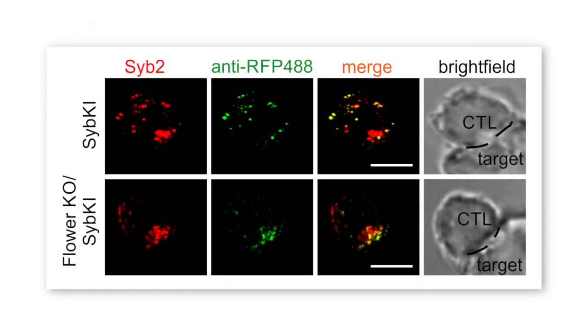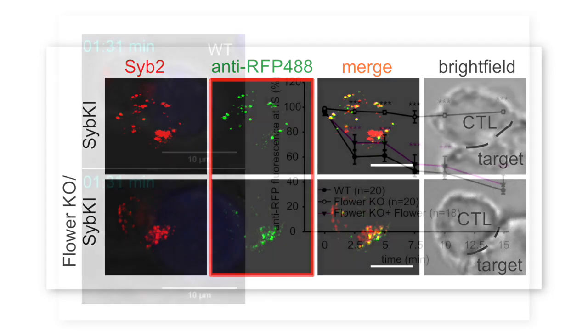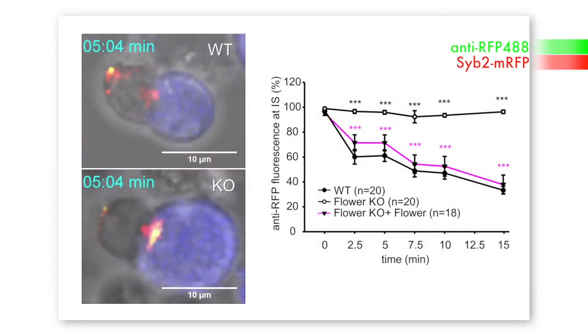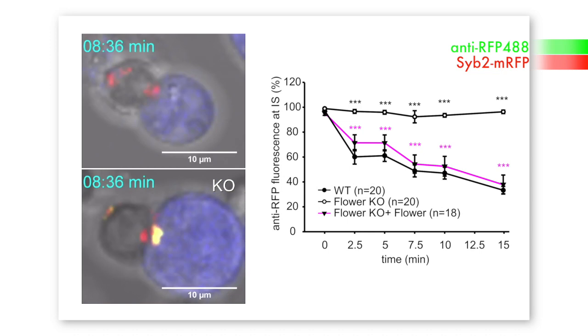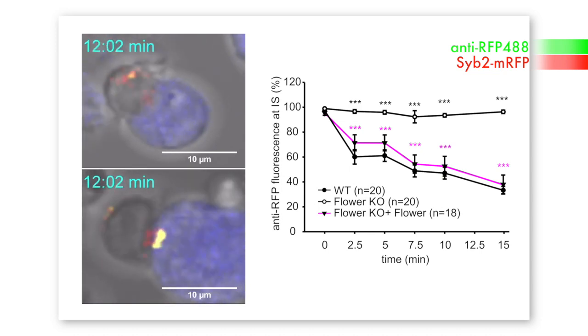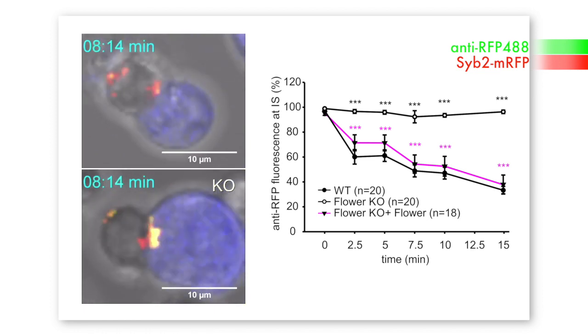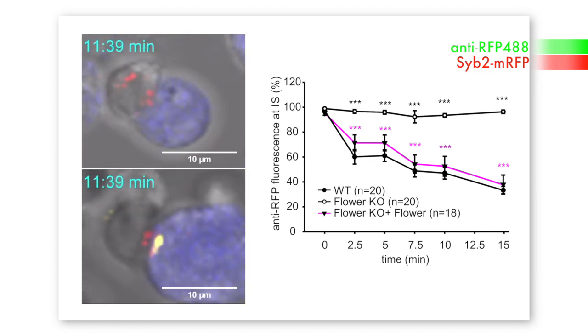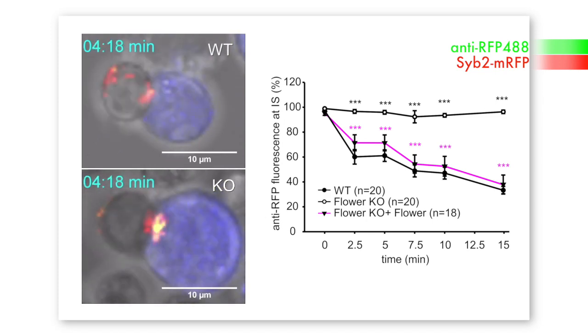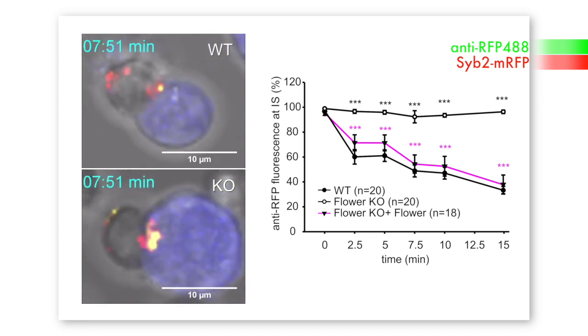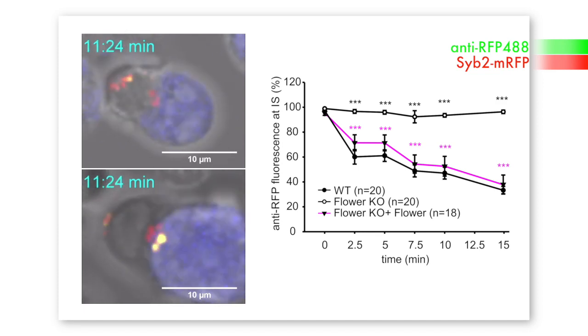To monitor whether endocytosis is impaired in the absence of flower, Chang et al. used a fluorescent marker of cytotoxic granules and an antibody that recognizes the marker's fluorophore when it's exposed at the cell surface. With wild-type cells, we observed a certain rate of recycling of these cytotoxic granule membrane components, and in the flower knockout, we found that this endocytosis was almost entirely blocked, so the fluorescence remained at the IS over a time frame of at least 15 minutes.